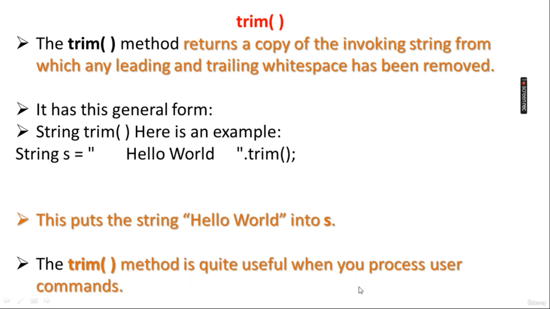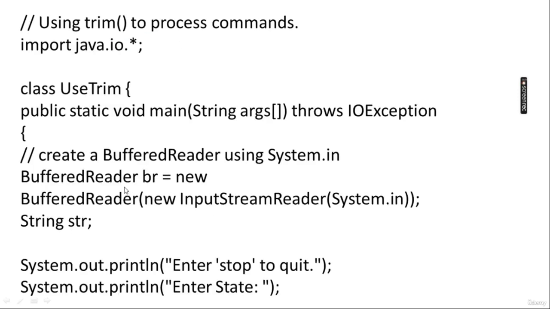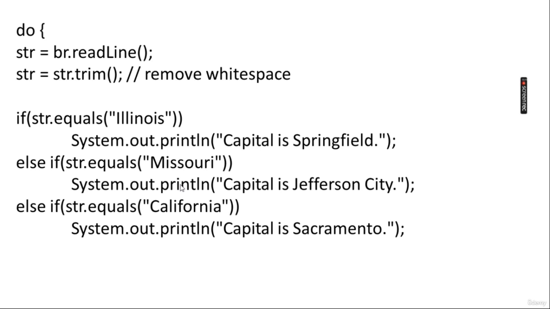The trim method is quite useful when you process user commands. The following program prompts the user for the name of a state and then displays the state's capital. It uses trim to remove any leading or trailing white spaces that may have inadvertently been entered by the user. So BufferedReader br is equal to new BufferedReader, new InputStreamReader. The user will enter the string from the keyboard, and enter stop to quit. Enter state. Any white spaces will be removed: br.readLine().trim().